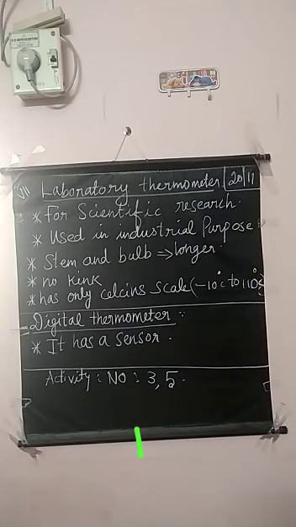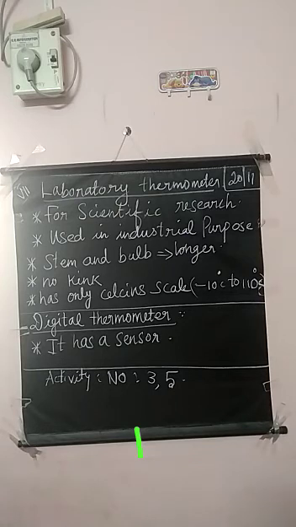One more difference is that in the laboratory thermometer there is no kink, but in the clinical thermometer, as I said, there is a kink. What is the main purpose of the kink? It prevents the mercury from flowing back into the bulb in the clinical thermometer. But in the laboratory thermometer there is no kink. That is the main difference.